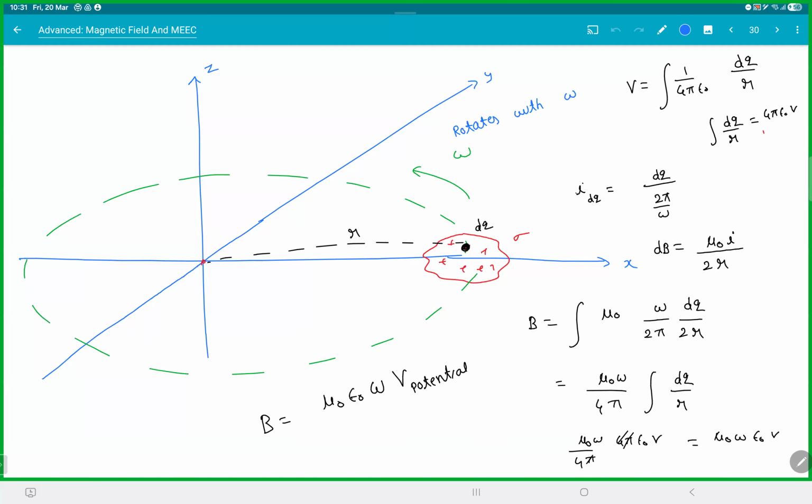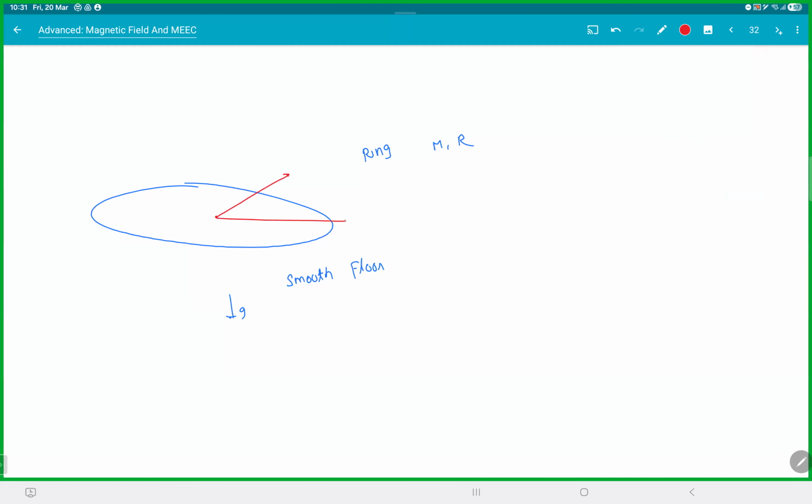All clear with this? Let's see one last one. This is also a good one. Not again too tough, not too many steps, but yeah, you have to think. So we got a ring here. Mass m, radius r. It's on a smooth floor. Gravity is present. Okay, I'm not drawing the floor. So from the center, we are having a magnetic field which is radial.